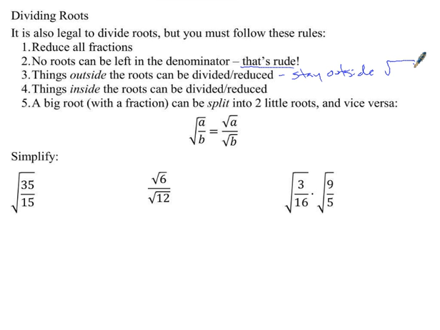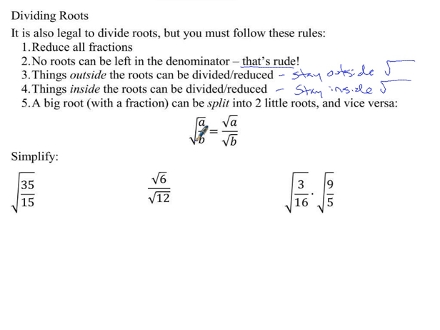Things inside the roots can also be divided or reduced, and they stay inside the radical, the square root symbol. This is the big one here. A big root with a fraction can be split into 2 little roots and vice versa.